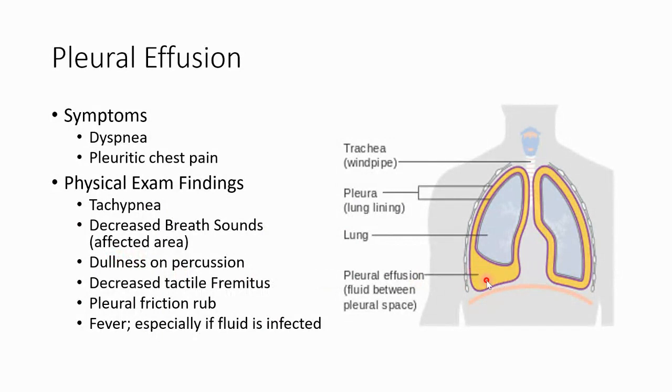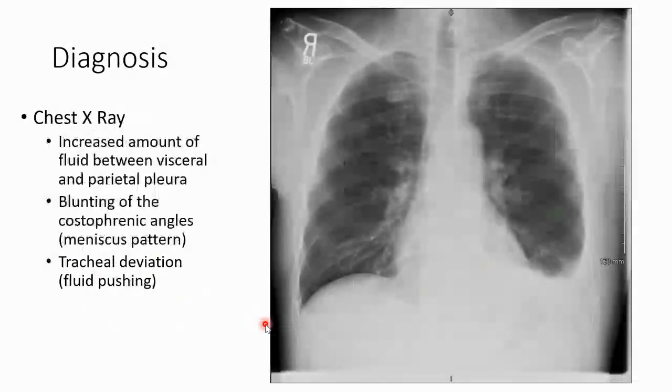If we percuss anything with water, it feels dull. So that's important to know. A decreased tactile fremitus, and tactile fremitus is a normal finding. The chest wall, remember, vibrates if you put your hand on your chest when you're talking, like I'm doing right now. We can vibrate when we're speaking. And if there is a pleural effusion, there's going to be fewer vibrations because of the fluid. So tactile fremitus is less. Pleural friction rub, possibly. And if there's an infection, certainly they can have a fever.